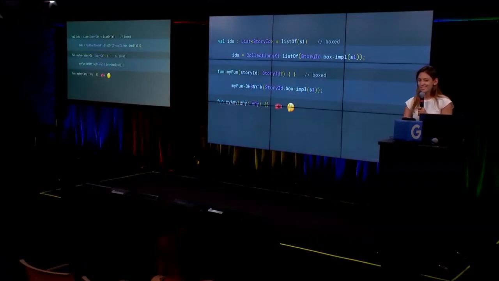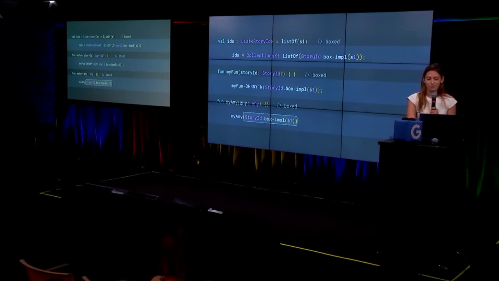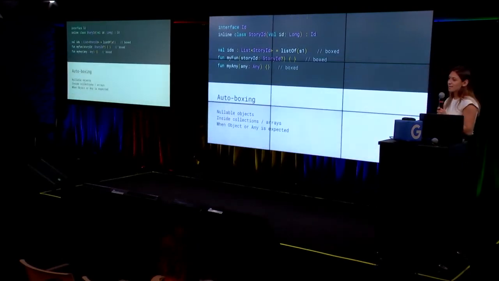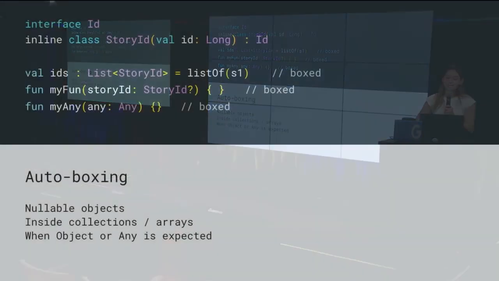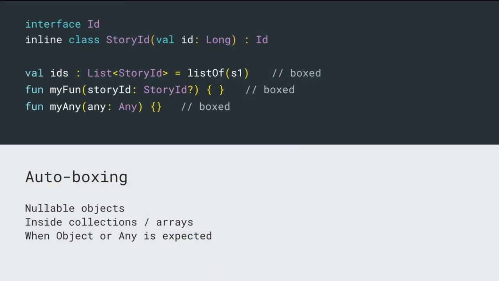Auto-boxed? Well, any is also an object. Therefore, it expects an object. Therefore, it's going to use the boxed implementation. So in general, auto-boxing happens for nullable objects inside collections or arrays, or whenever an object or any is expected.